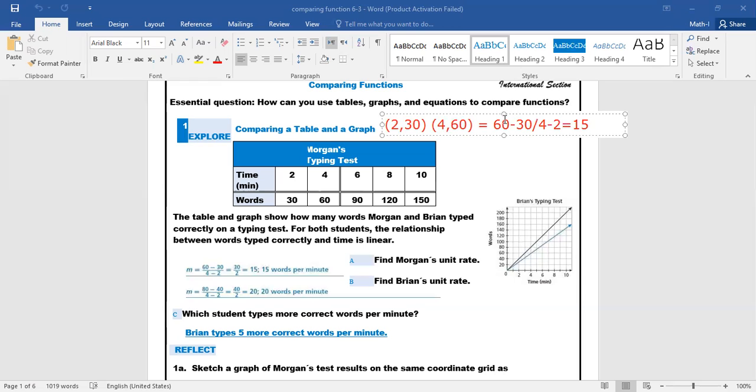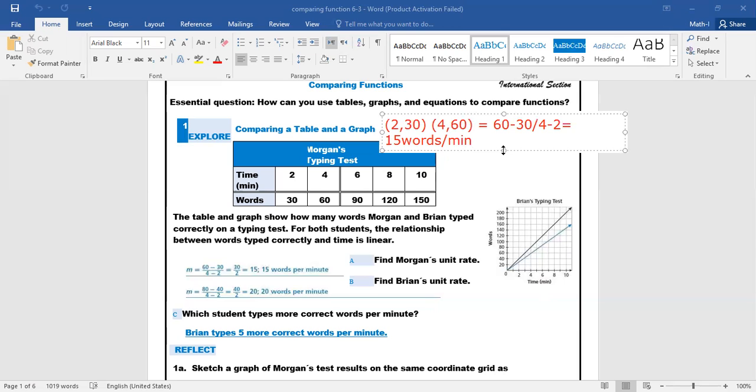If I want to describe it, it's a unit rate, so it will be 15 what? 15 words per what? Look at the graph here. The vertical axis is words and the horizontal axis is time. So you are going to say 15 words per minute. And this is related to Morgan.